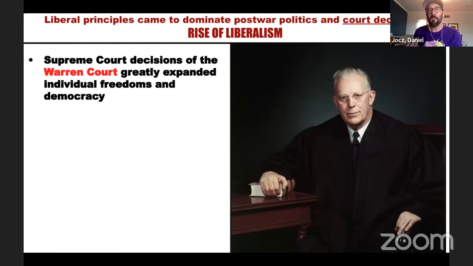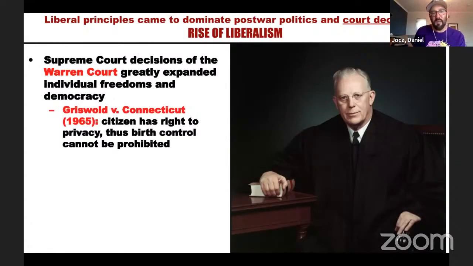It is the Warren Court, named after the Chief Justice at the time, Earl Warren. You can see him right there grabbing that book. And under the Supreme Court, these judges, largely appointed by Democratic presidents, so they tended to tilt a little bit more liberal in their understanding of the law, also greatly expanded individual freedoms and democracy. And so you get some cases, Griswold versus Connecticut. Citizens have a right to privacy, thus birth control cannot be prohibited.